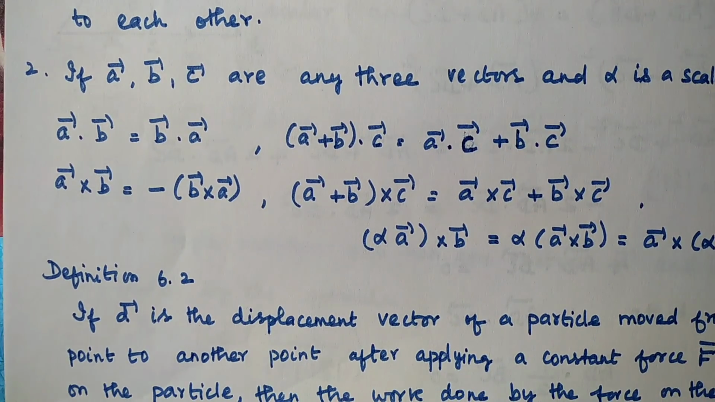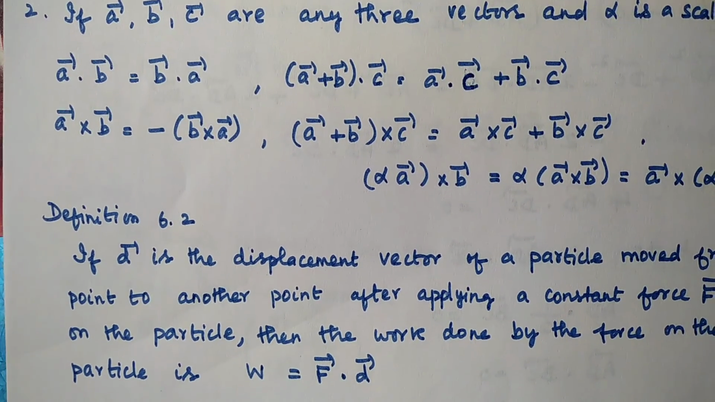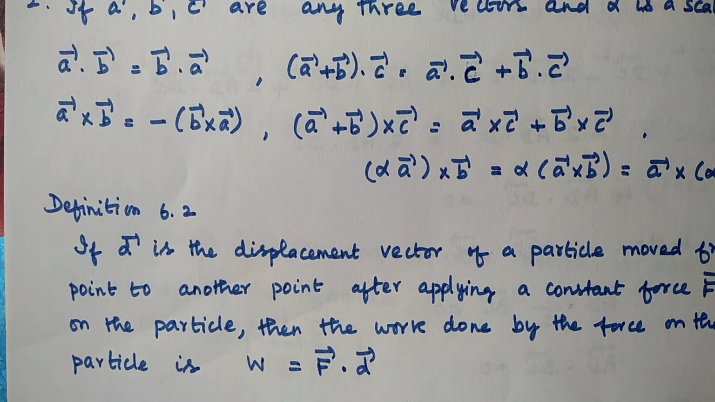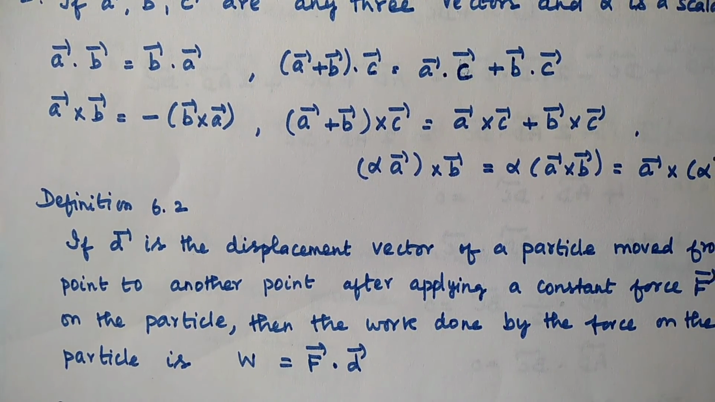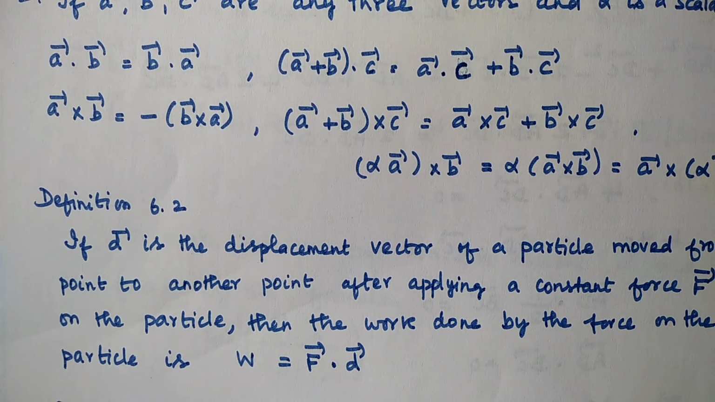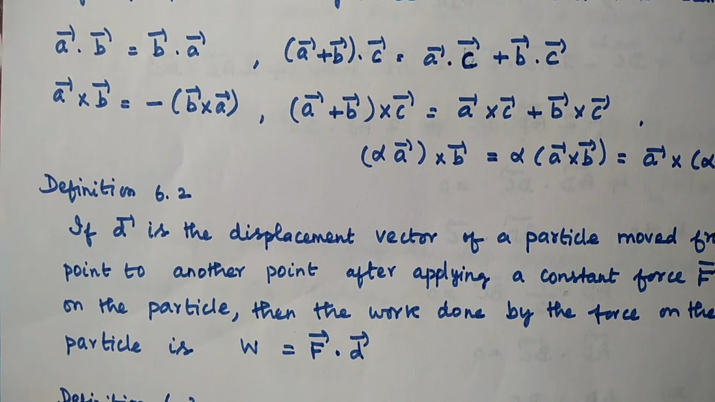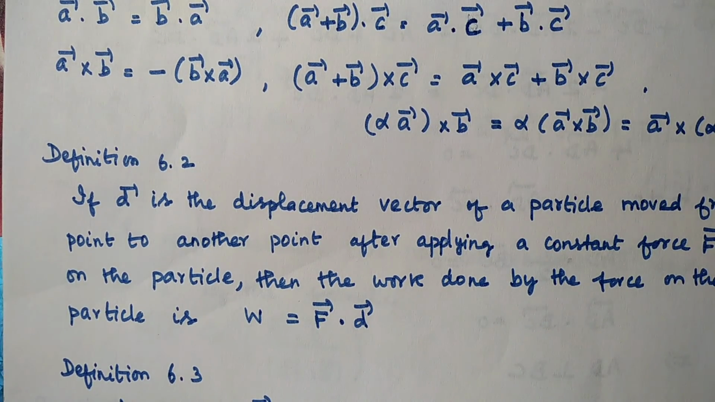Definition for work done. If d vector is the displacement vector of a particle moved from a point to another point after applying a constant force F vector on the particle, then the work done by the force on the particle is equal to F vector dot d vector. Force into displacement gives you work done. So work done is equal to F vector dot d vector.